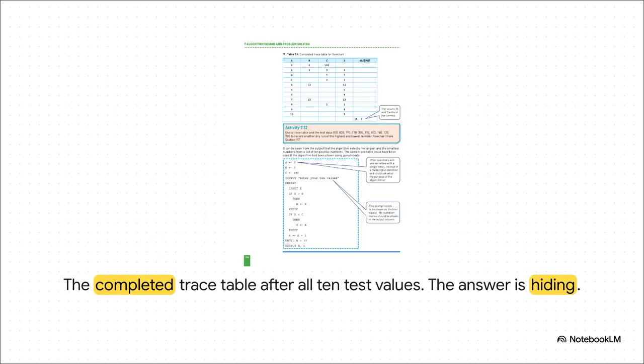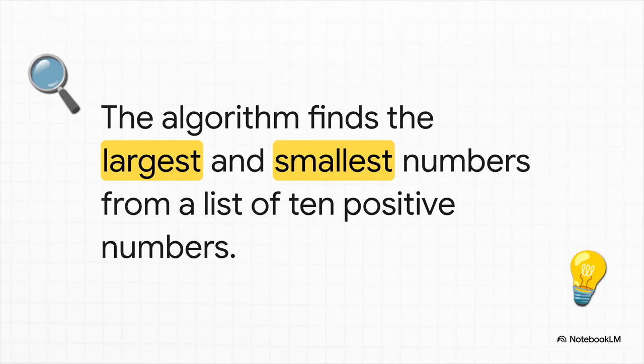Okay, fast forward a bit. We've now run all 10 of our numbers through that flowchart, and this is our final completed trace table. The algorithm is done. It spits out the final values for b and c. Now look closely. The entire secret of this whole thing is hiding right there in those final numbers. And there it is, the big reveal. b ended up at 15, which was the largest number in our list, and c ended up at 2, the smallest number. So after all that looping and checking, this algorithm's only job is to find the highest and lowest numbers it's given. Mystery solved.